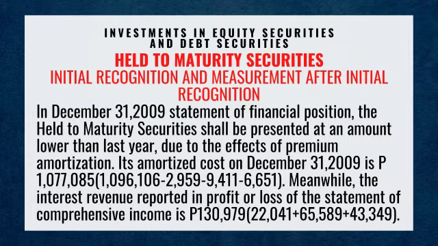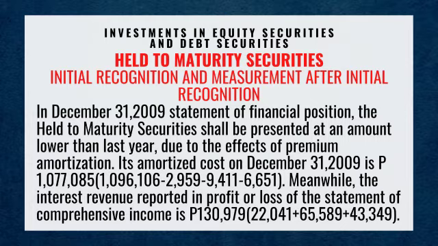In the December 31st, 2009 statement of financial position, the held to maturity securities shall be presented at an amount lower than last year due to the effects of premium amortization. Its amortized cost on December 31st, 2009 is 1,077,085 pesos, computed as 1,096,106 less 2,959 less 9,411 less 6,651.